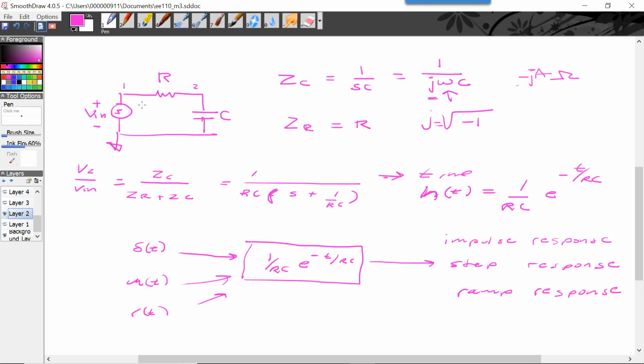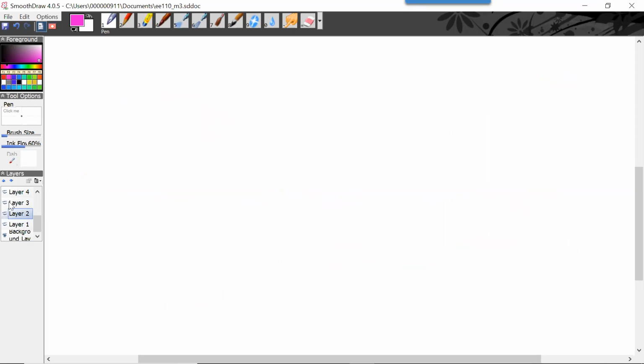So this is a system. I'm just going to describe it. H(t), and it's actually that of a low pass. All right, but let's just do another system.